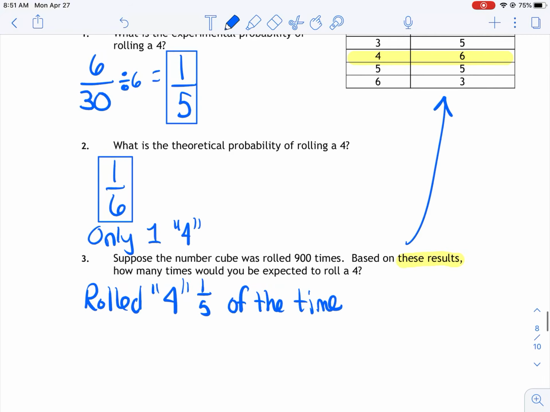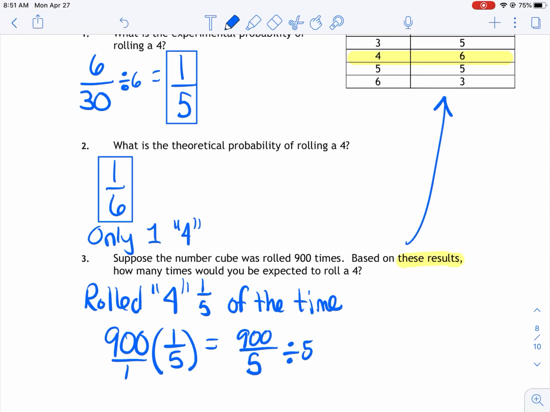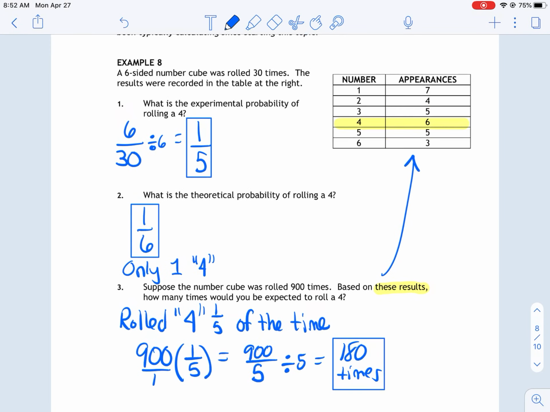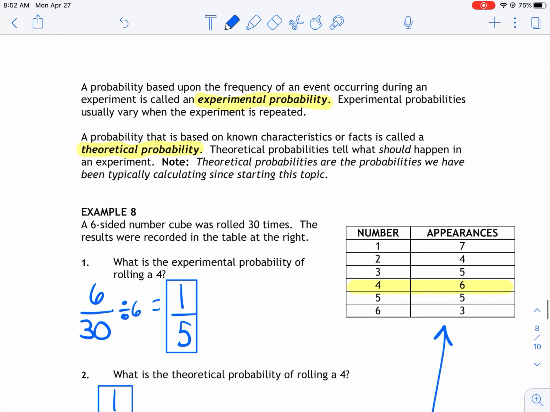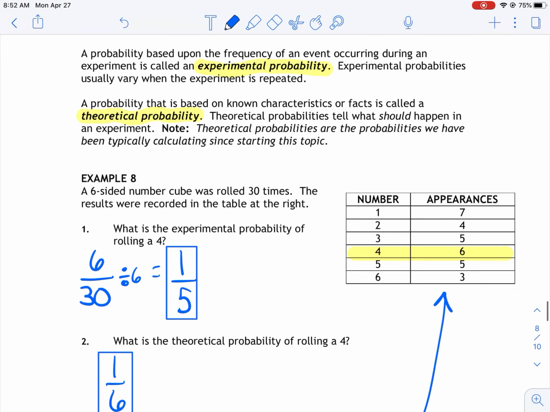of the time. So I'm going to take my total number of rolls, which is 900, and figure out what 1/5 of them equals, because a fifth of them should be a 4. So I'm going to multiply these across. I get 900 over 5, and divide by 5, and I would get 180 times that I should have rolled a 4 in my experiment, if I extended it to 900 rolls. So that is the difference between experimental probabilities and theoretical probabilities.